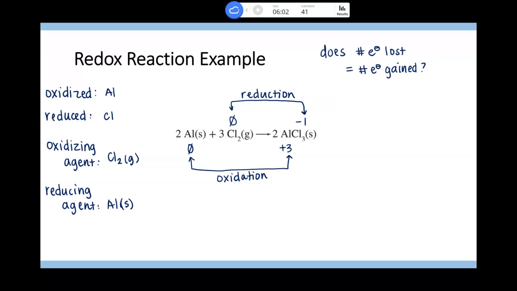We have 3 Cl2 molecules. So we have 6 chlorines.